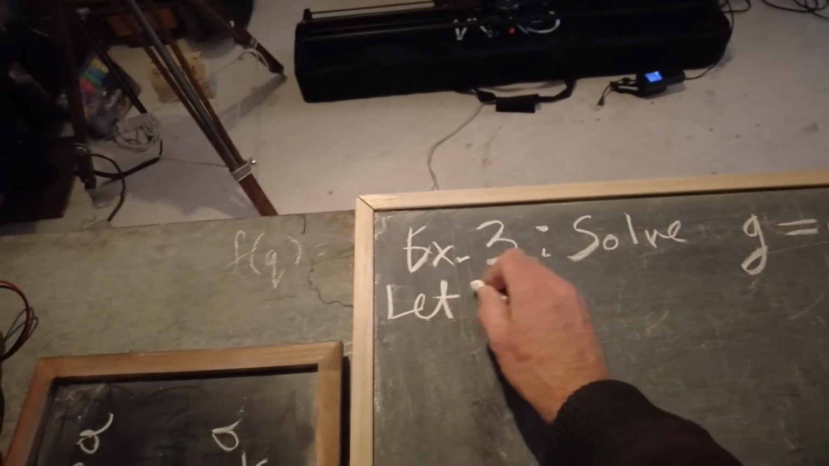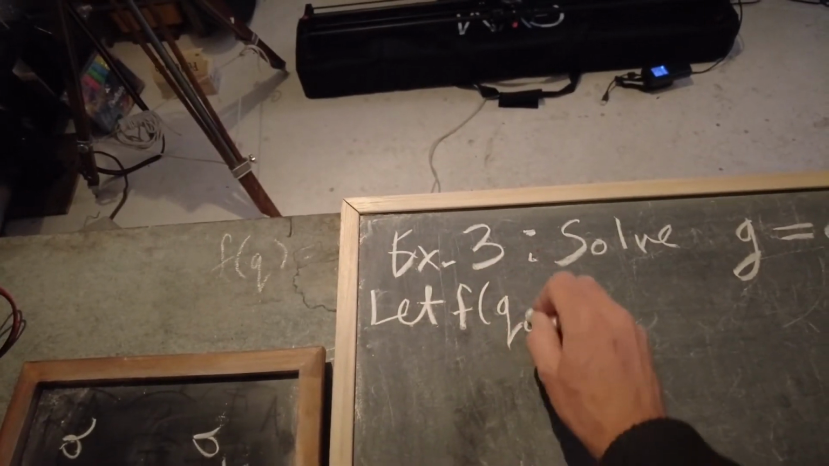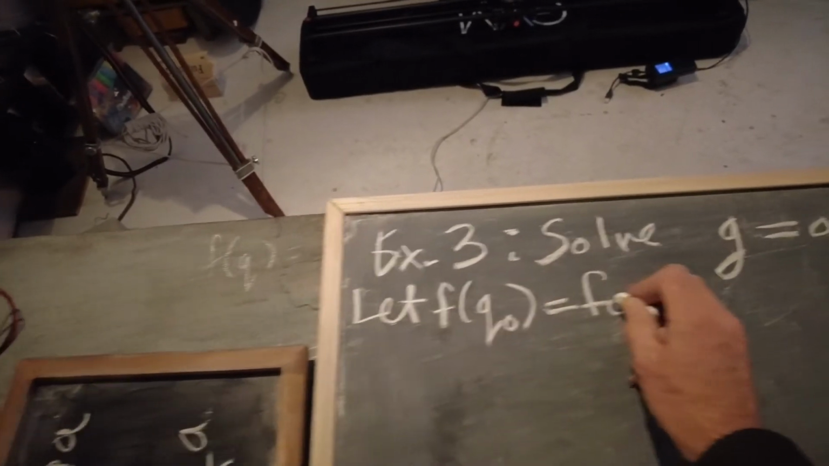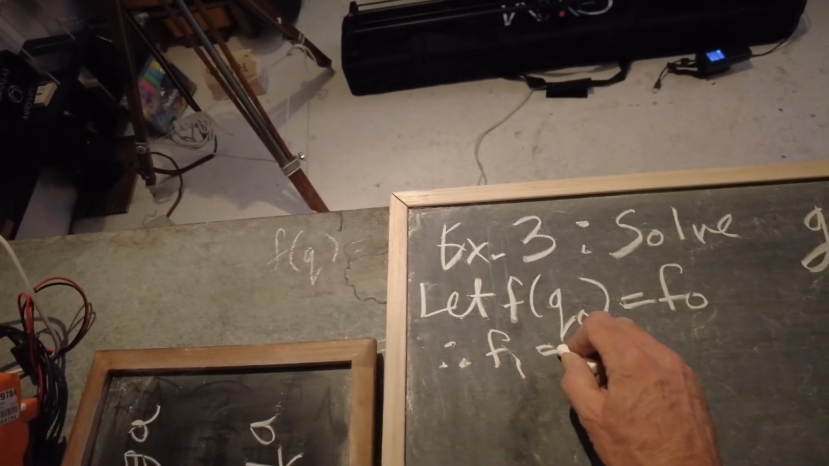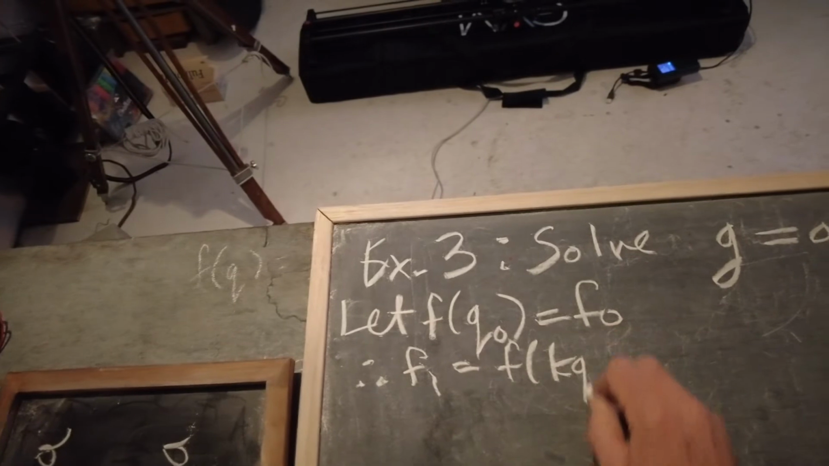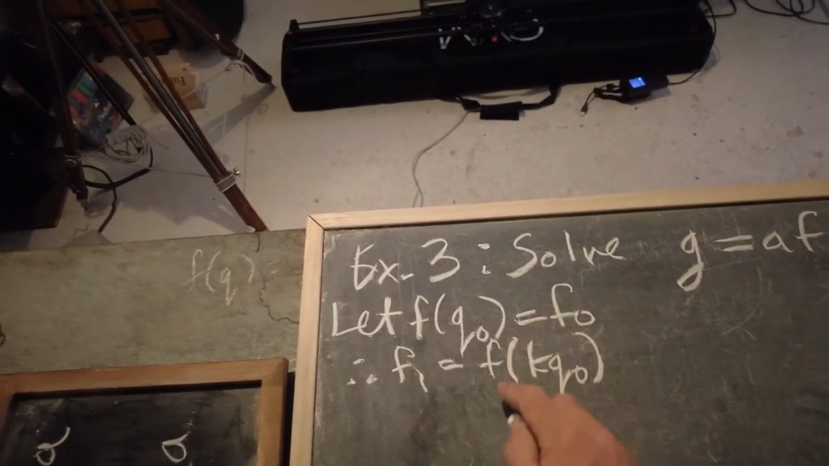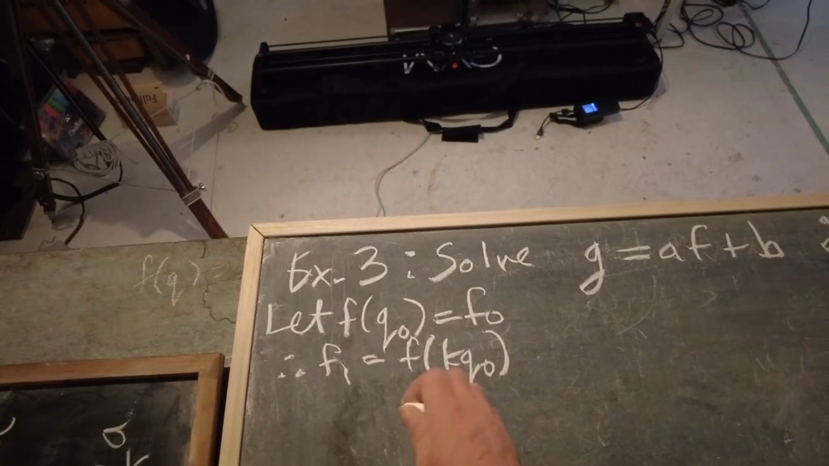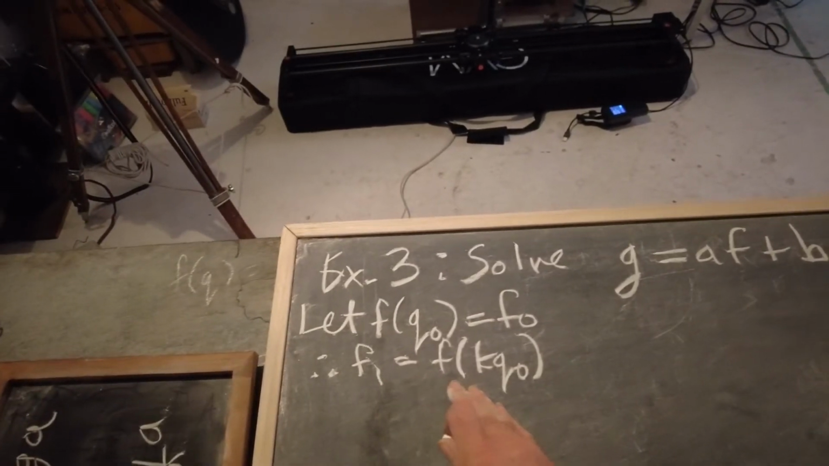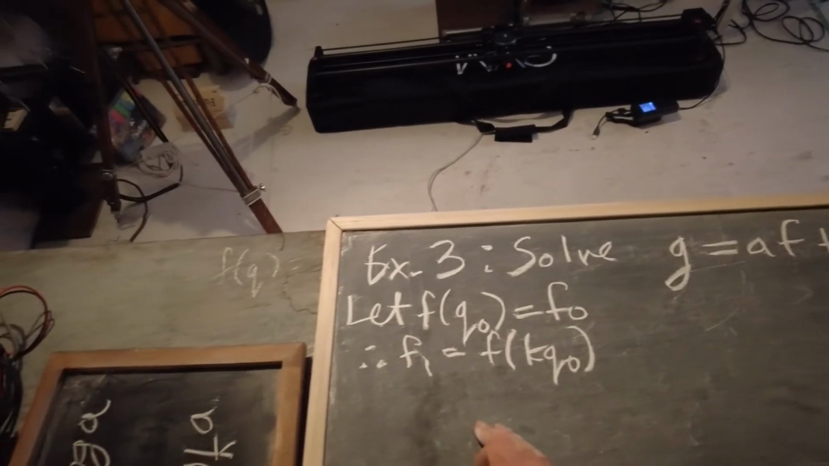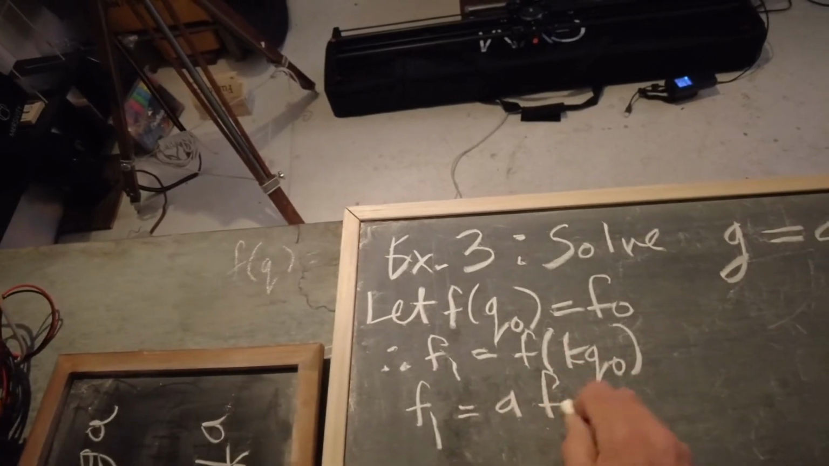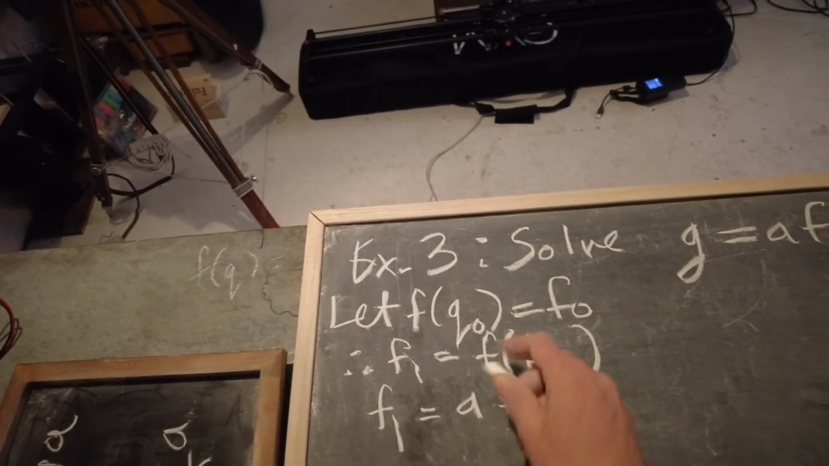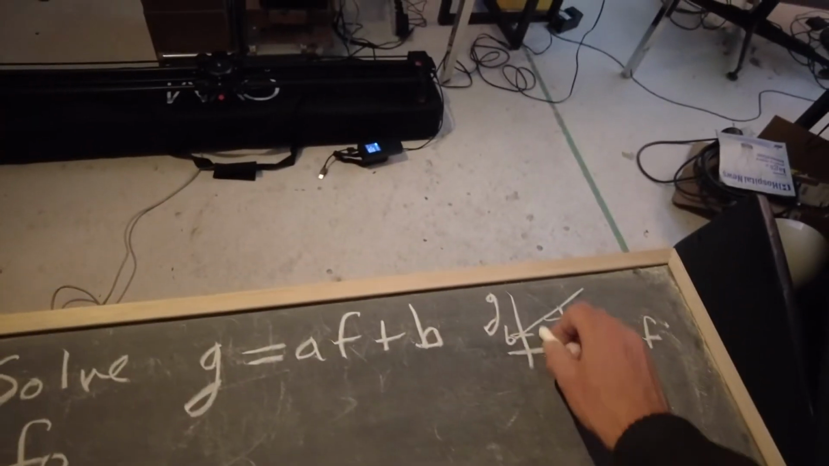Let f of q0 equal f0, and therefore f1 equals f of kq0. Remember that the present f is forming the role of f, and the next f is forming the role of g. So again, f1 equals af0 plus b, let's say. This is kind of an iterative process. Remember, we're just going around this thing, unrolling it, just like before.